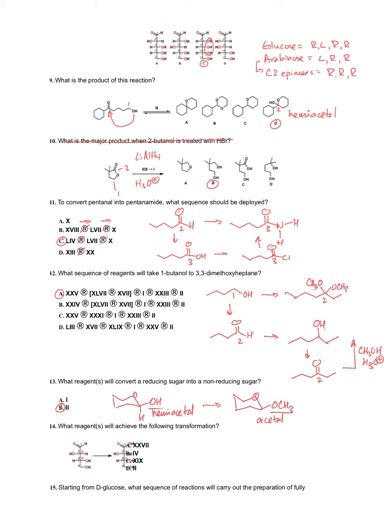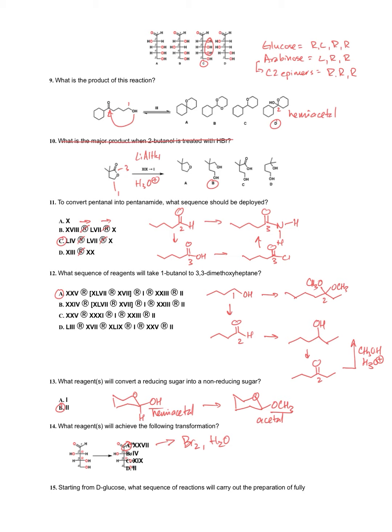Question 14, what reagents will achieve the following transformation? So this is an aldonic acid synthesis. So we have A, which is bromine water, is what we learned to oxidize the aldehyde into the acid for the sugar chemistry.